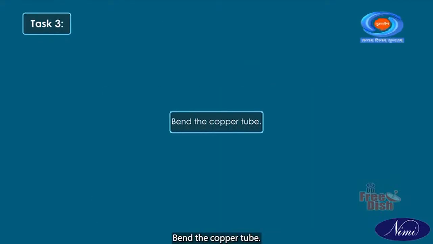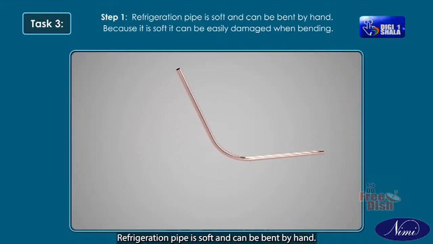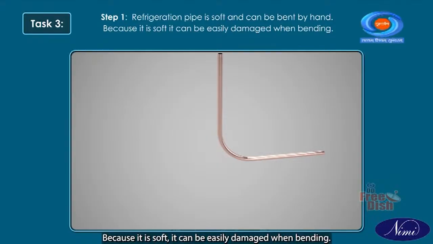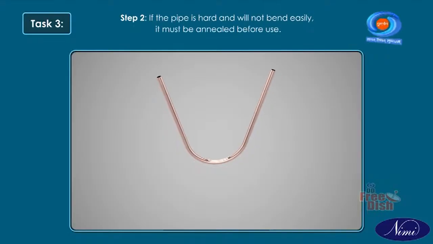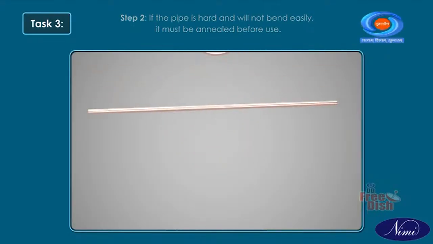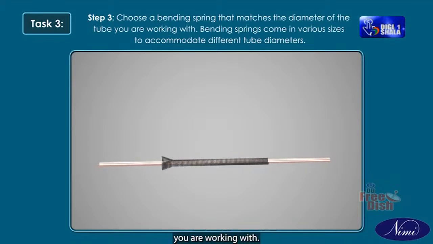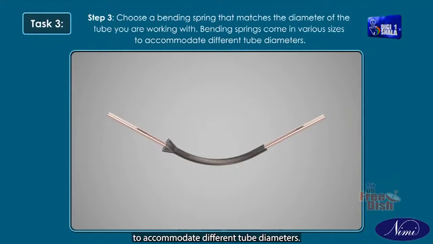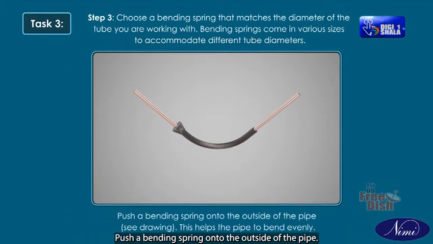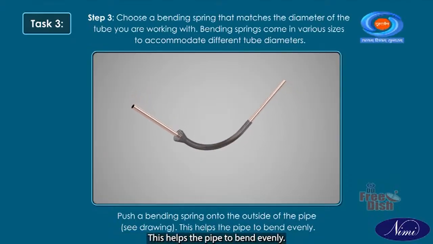Task 3. Bend the copper tube. Step 1. Refrigeration pipe is soft and can be bent by hand. Because it is soft, it can be easily damaged when bending. Step 2. If the pipe is hard and will not bend easily, it must be annealed before use. Step 3. Choose a bending spring that matches the diameter of the tube you are working with. Bending springs come in various sizes to accommodate different tube diameters. Push a bending spring onto the outside of the pipe. See drawing. This helps the pipe to bend evenly.